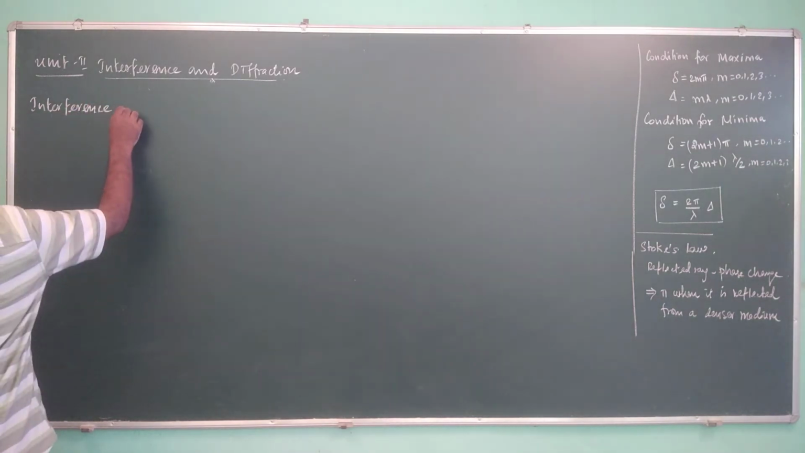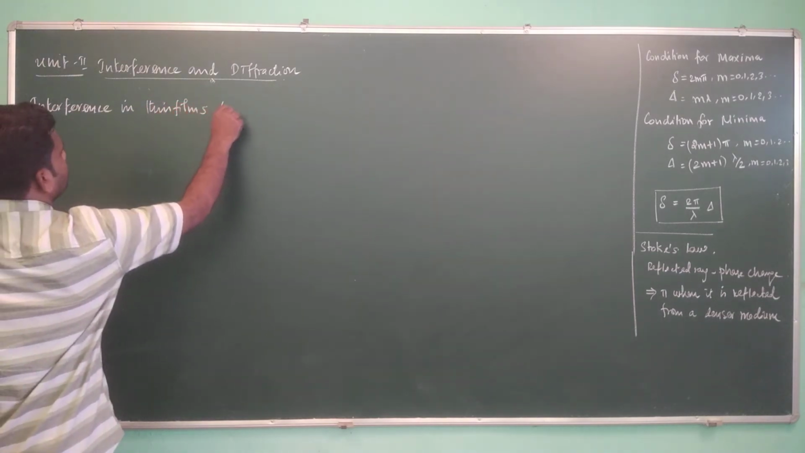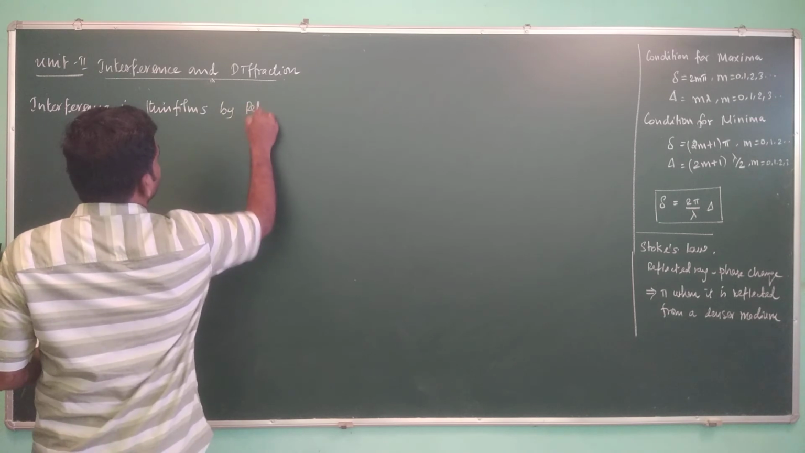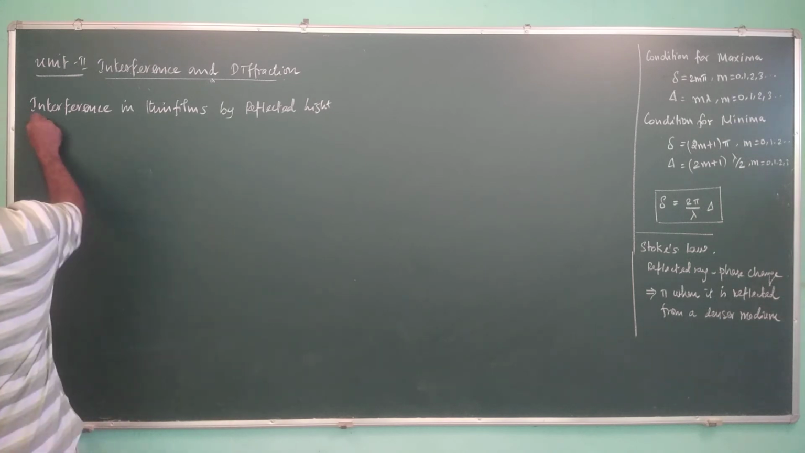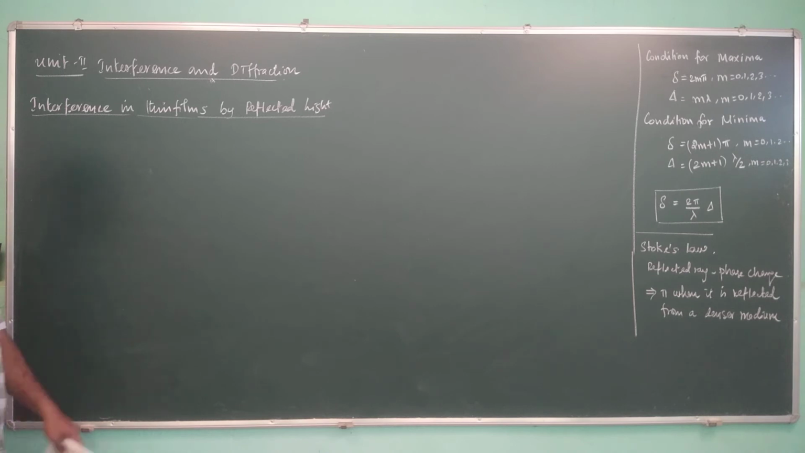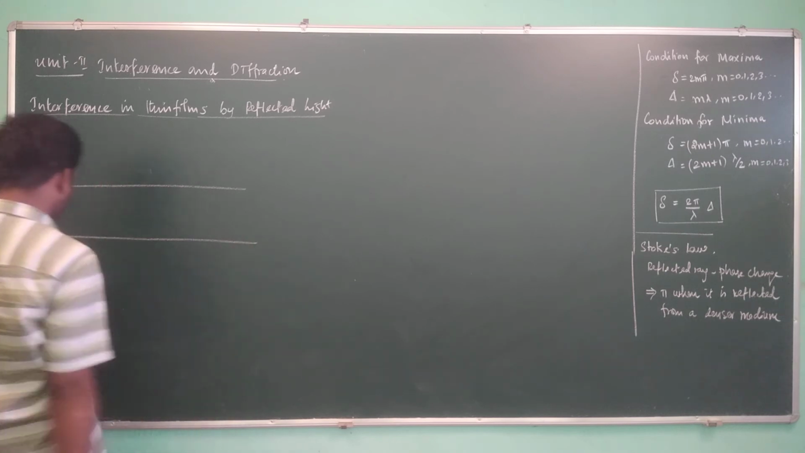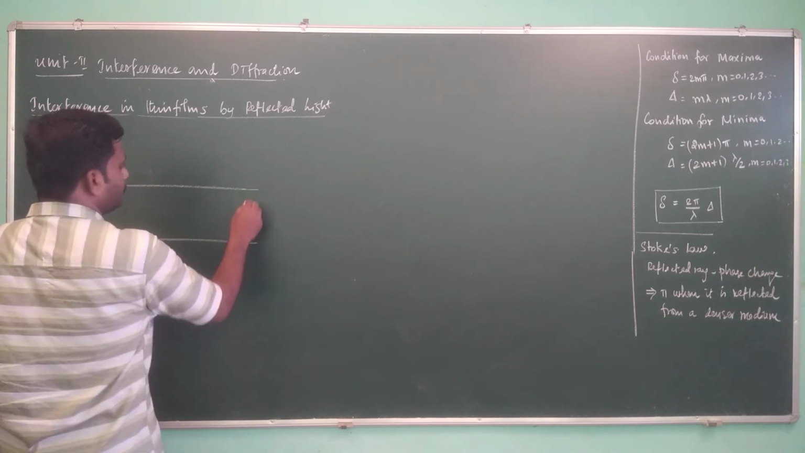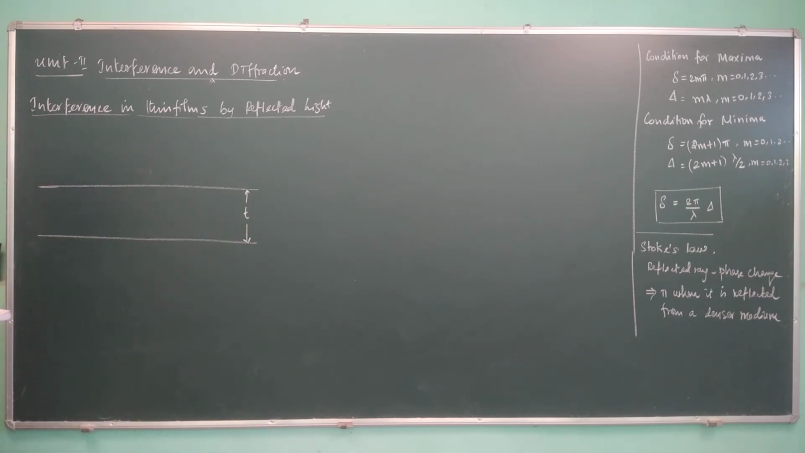Interference in thin films by reflected lights. For this, let us draw a diagram of a thin film. So this is a thin film, whose thickness is T.